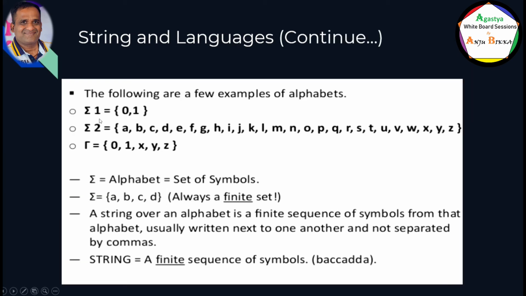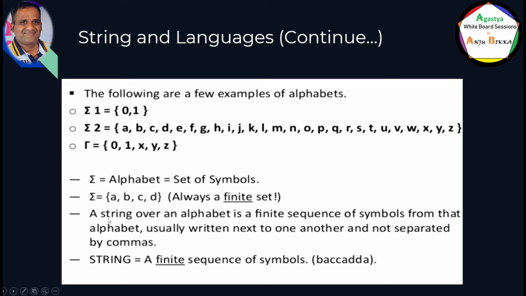And we can see this is an alphabet consisting of 0 and 1, and another alphabet, this is sigma 1 and sigma 2. This is another alphabet consisting of A to Z, and this alphabet is consisting of 0, 1, X, Y, Z. So an alphabet, sigma, is a set of a finite number of symbols, always finite. This is very important. Always finite.